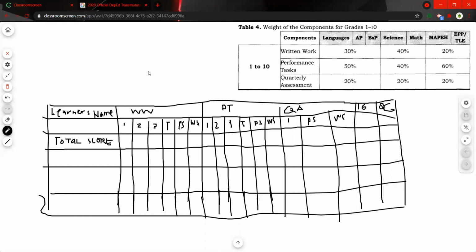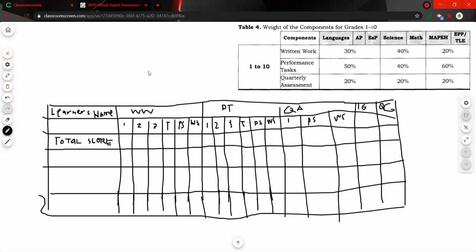Okay, good morning, everyone. So today we're going to learn how to calculate our grade, since we already know the different methods in the grading and reporting system. And now is how we are going to calculate our grade.